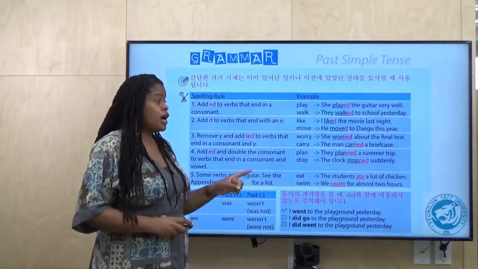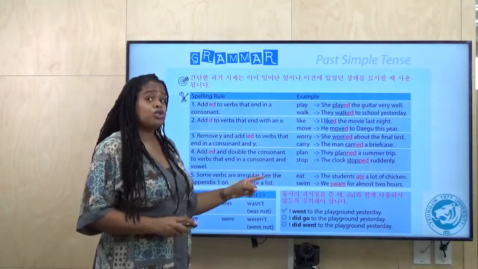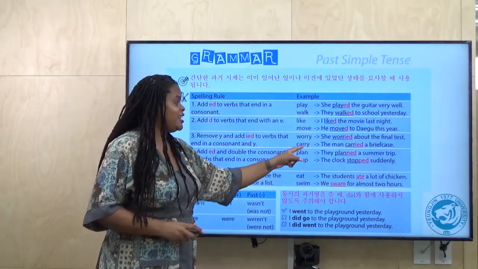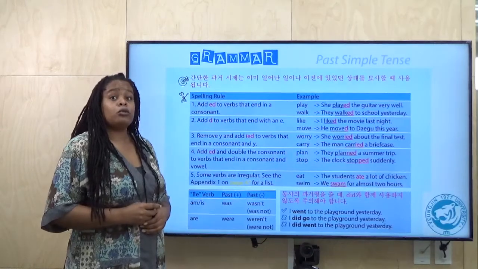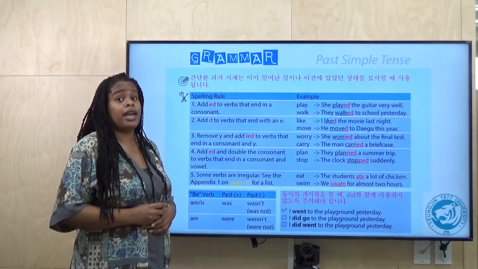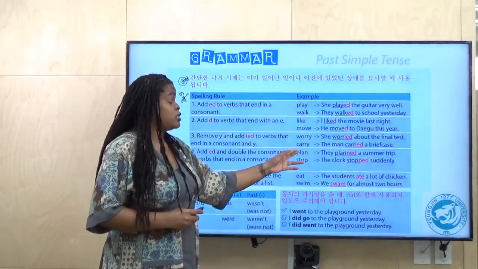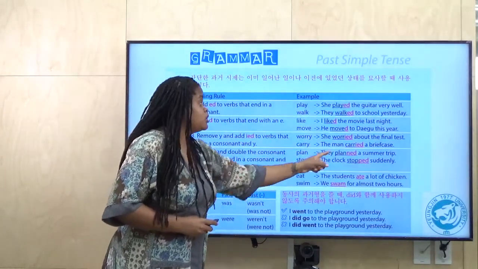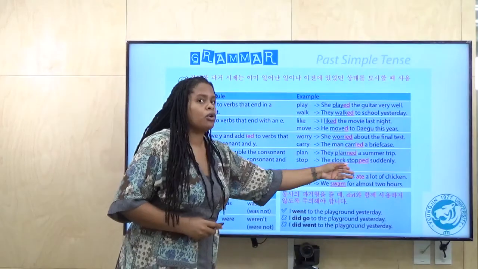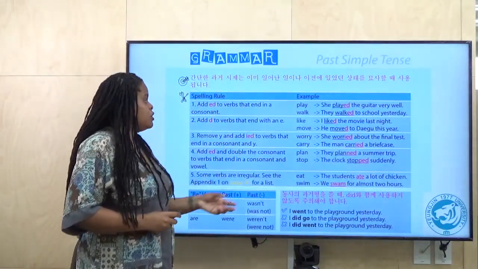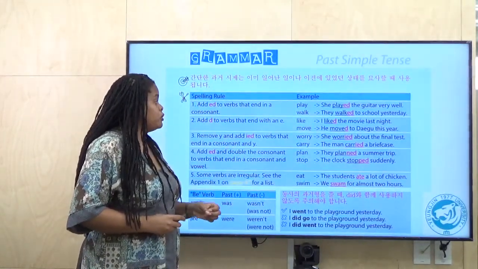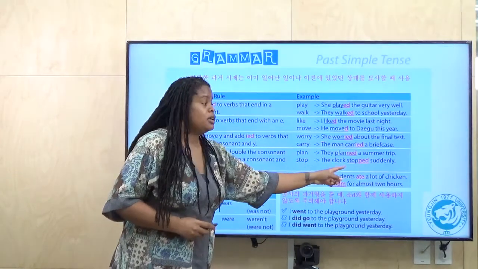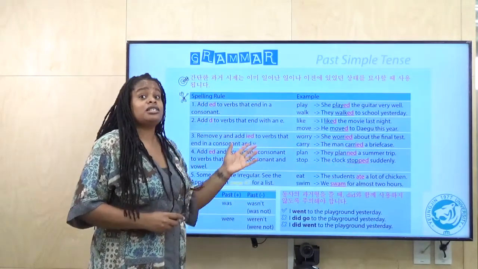If you did not double the N, so if you just wrote P-L-A-N-E-D, then that word would be planed, a long A. Again, the word is plan with a short A. In order to keep that short A, you need to double the consonant before you add the ED. So in the other word, stop, you need to double the P and then add ED, stopped.